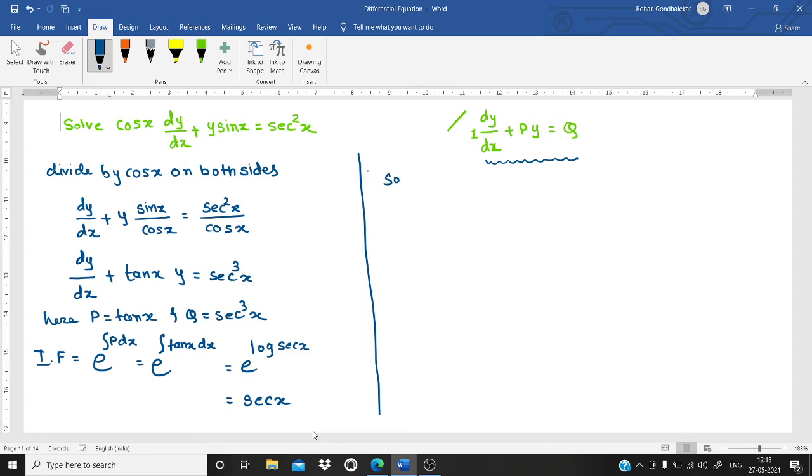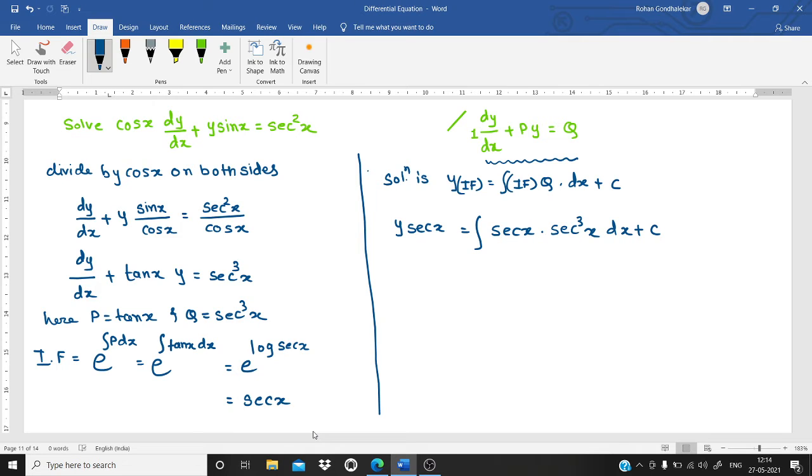Now the solution is, what is the formula for the solution? Dependent variable, that is y, into integrating factor is equal to integration of integrating factor into q, with respect to the independent variable. What is the independent variable? x is the independent variable, plus c. Now substitute the values: y into sec x is equal to integration of sec x, q is sec cube x, dx plus c.